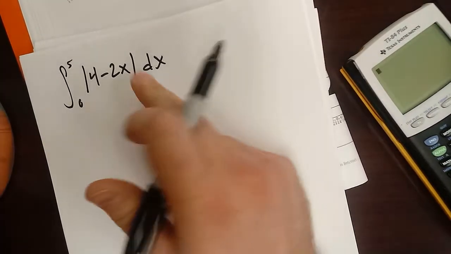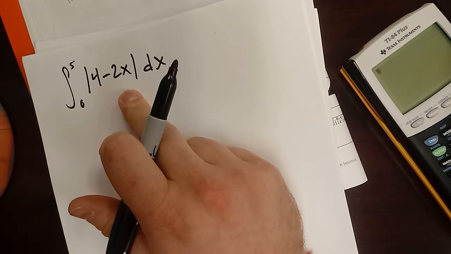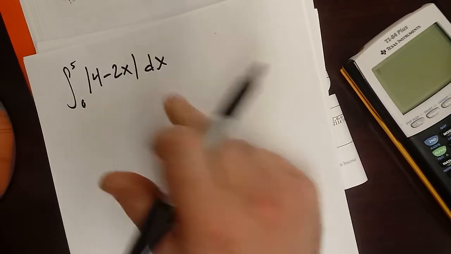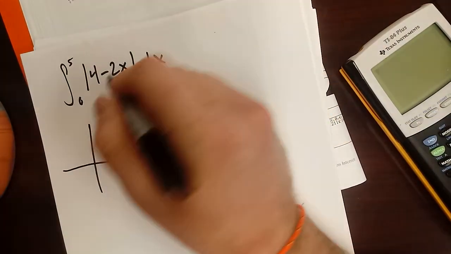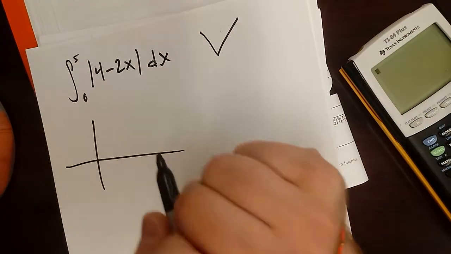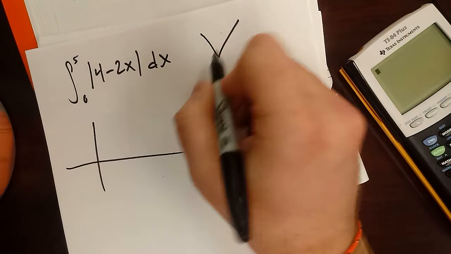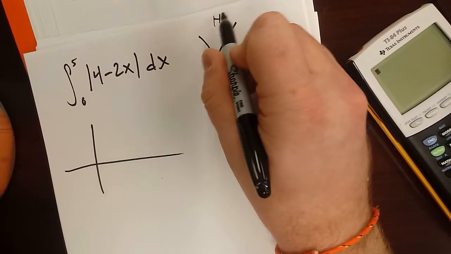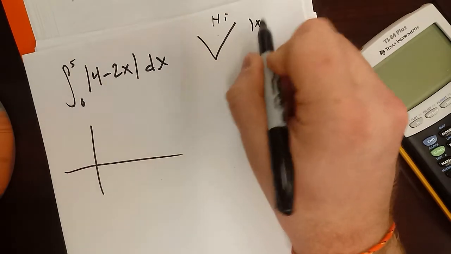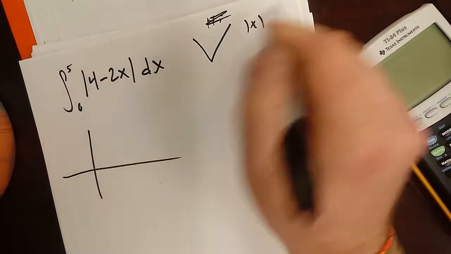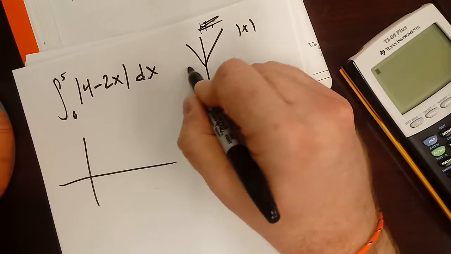But anyway, the way we find this integral is really if we think about what this shape looks like. So we know the absolute value looks like a V. Normally, the absolute value of x, wow, I wrote high instead of writing absolute value of x. There we go. So normally the absolute value of x is centered at the origin.